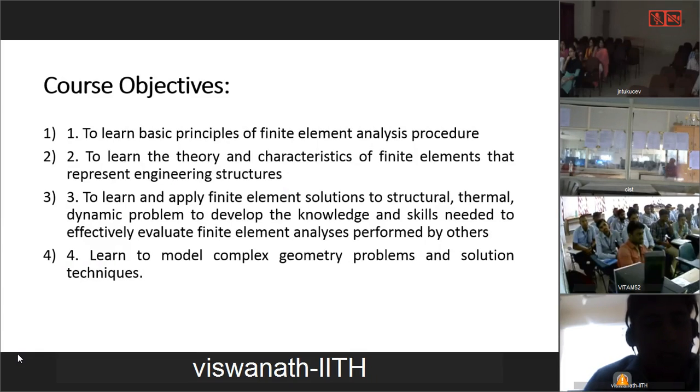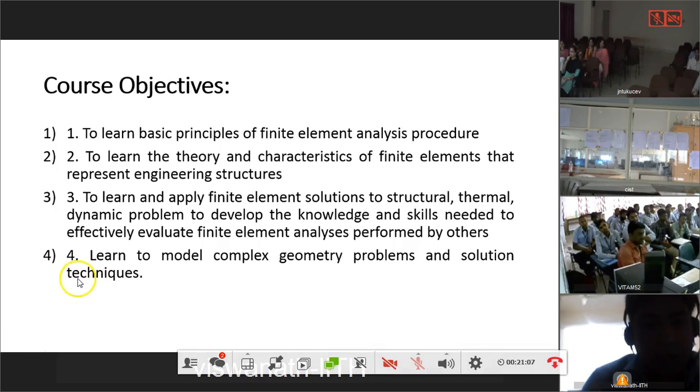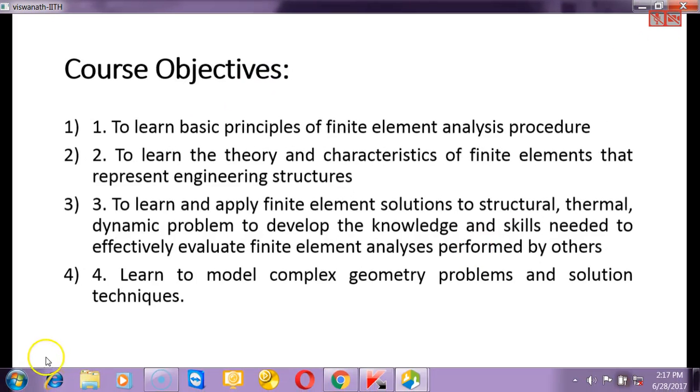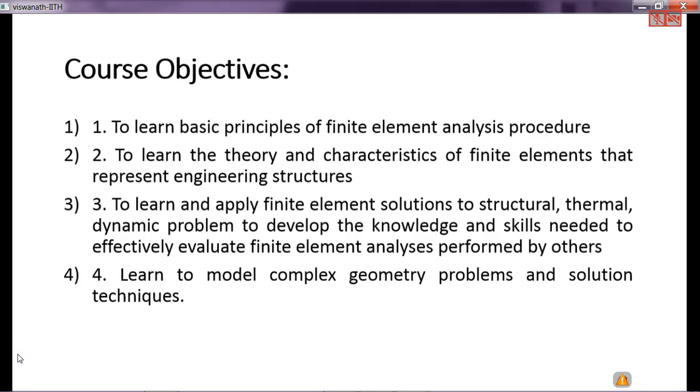In the static cases, we assume that there are no inertial forces. That means mass into acceleration is not there. While in dynamic problems, this mass into acceleration, which is also called the inertial force, comes into the picture. So the problems which don't have inertial forces have to be dealt with separately, and the problems which have inertial forces have to be dealt with separately. We will try to learn both of these in this course.